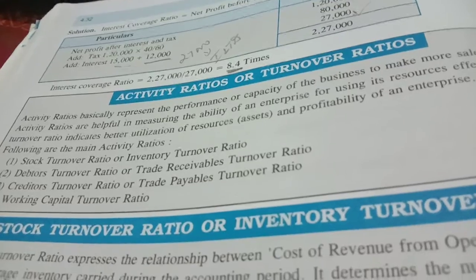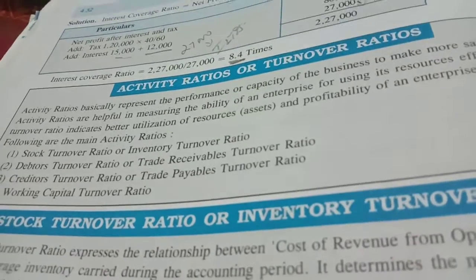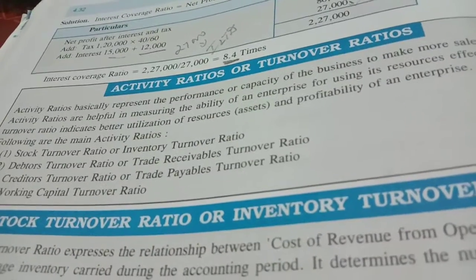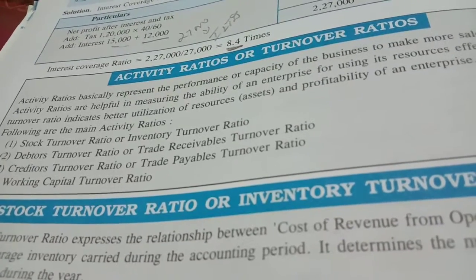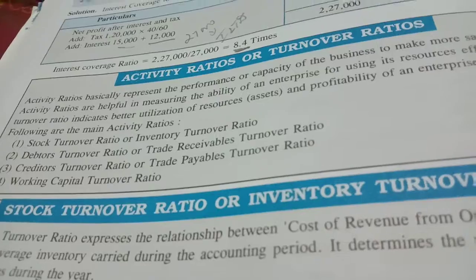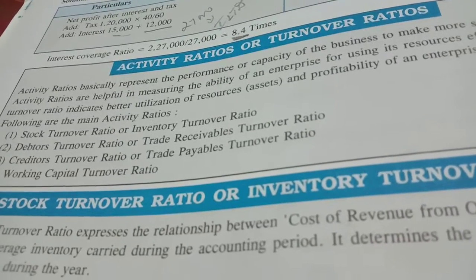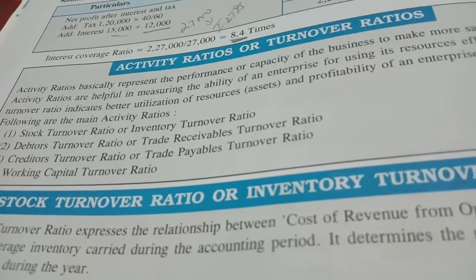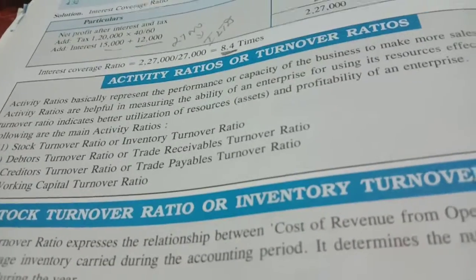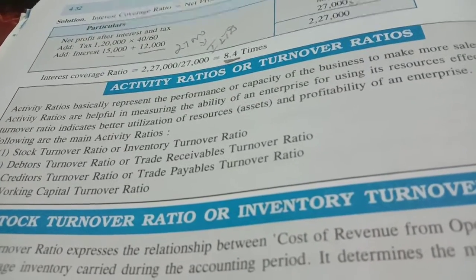Okay, so next class we will continue with the next type of ratio, that is turnover ratio or activity ratio. In these turnover ratios we are also going to study 4 types of ratio: stock turnover ratio, debtors turnover ratio, creditor turnover ratio, and working capital turnover ratio. Okay, so we will see in the next class.